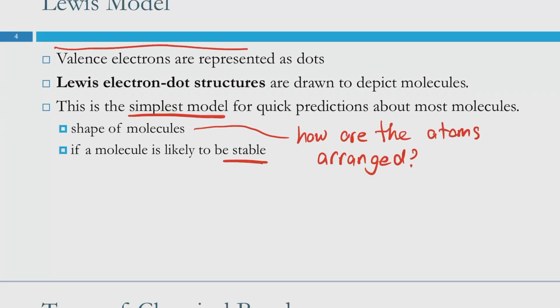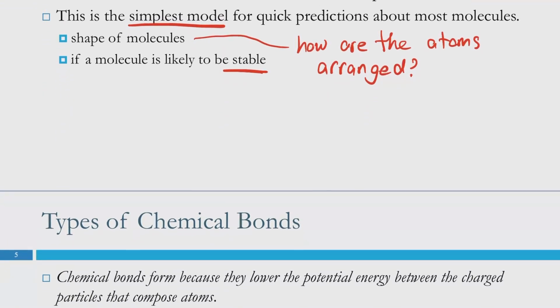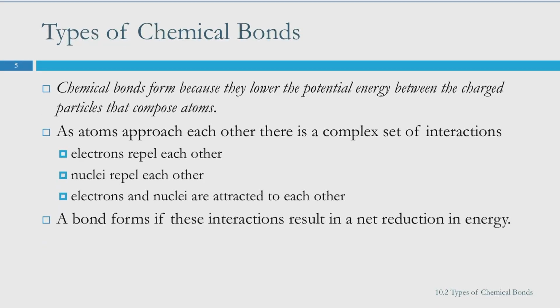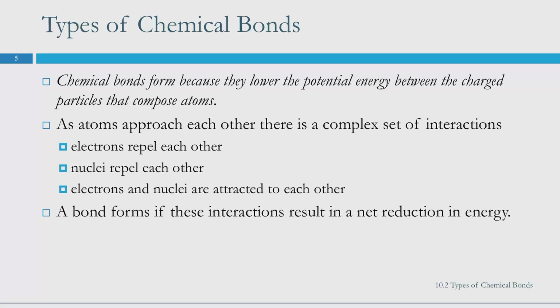In the Lewis model, our valence electrons are represented as dots. So a dot equals an electron. We have chemical bonds because they lower energy. They lower the potential energy between the particles that compose the atoms. Lower energy is more stable.